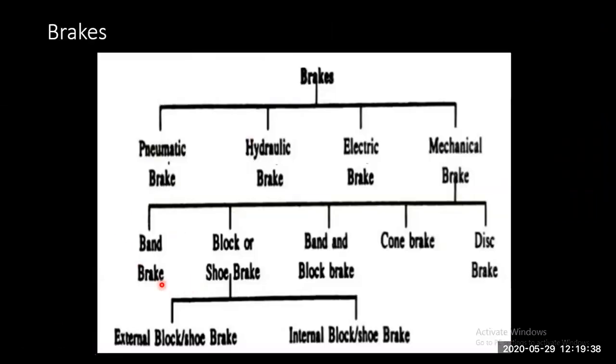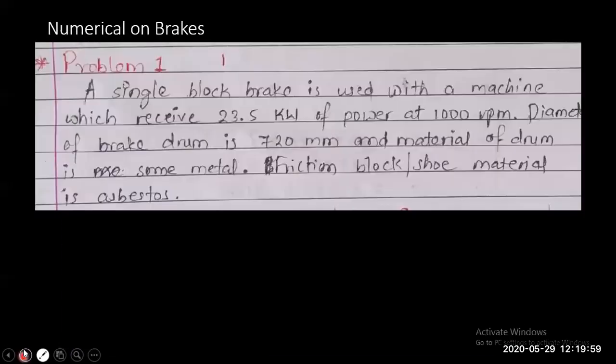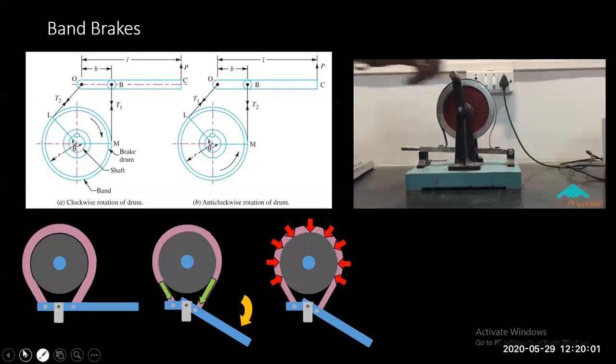So this is a band brake, which is a simple type, and this is band and block brake. Both of them we are going to cover together. So let's dive into this. Band brake and block brake. The first variety of band brake is also called a simple band brake. Right, so this is the one.